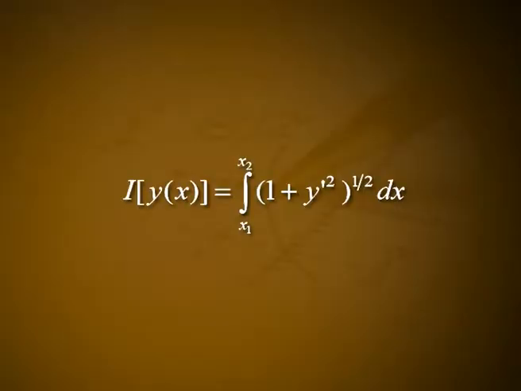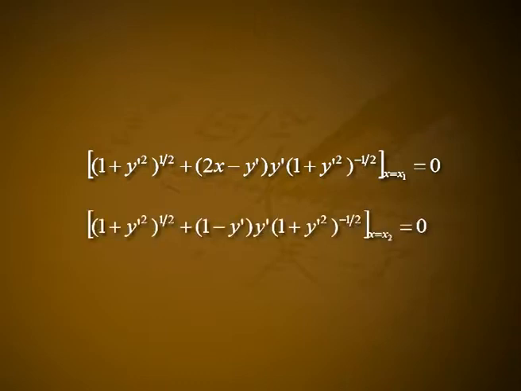Example 1. Find the shortest distance between the parabola y = x^2 and the straight line x - y = 5. Solution. The problem is to find the extremum of the functional I[y(x)] = integral from x1 to x2 of (1 + y'^2) all raised to 1/2 dx, subject to the condition that the left end of the extremal moves along y = x^2, while the right end moves along x - y = 5.